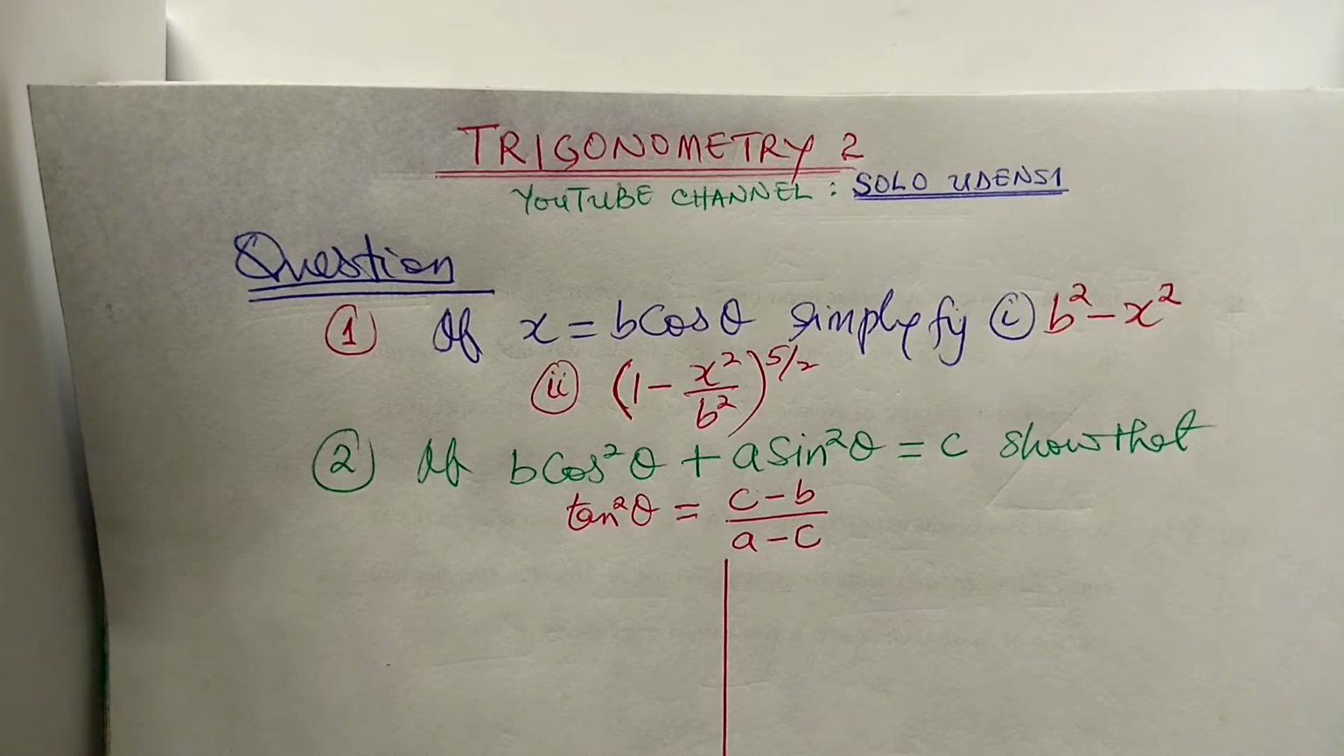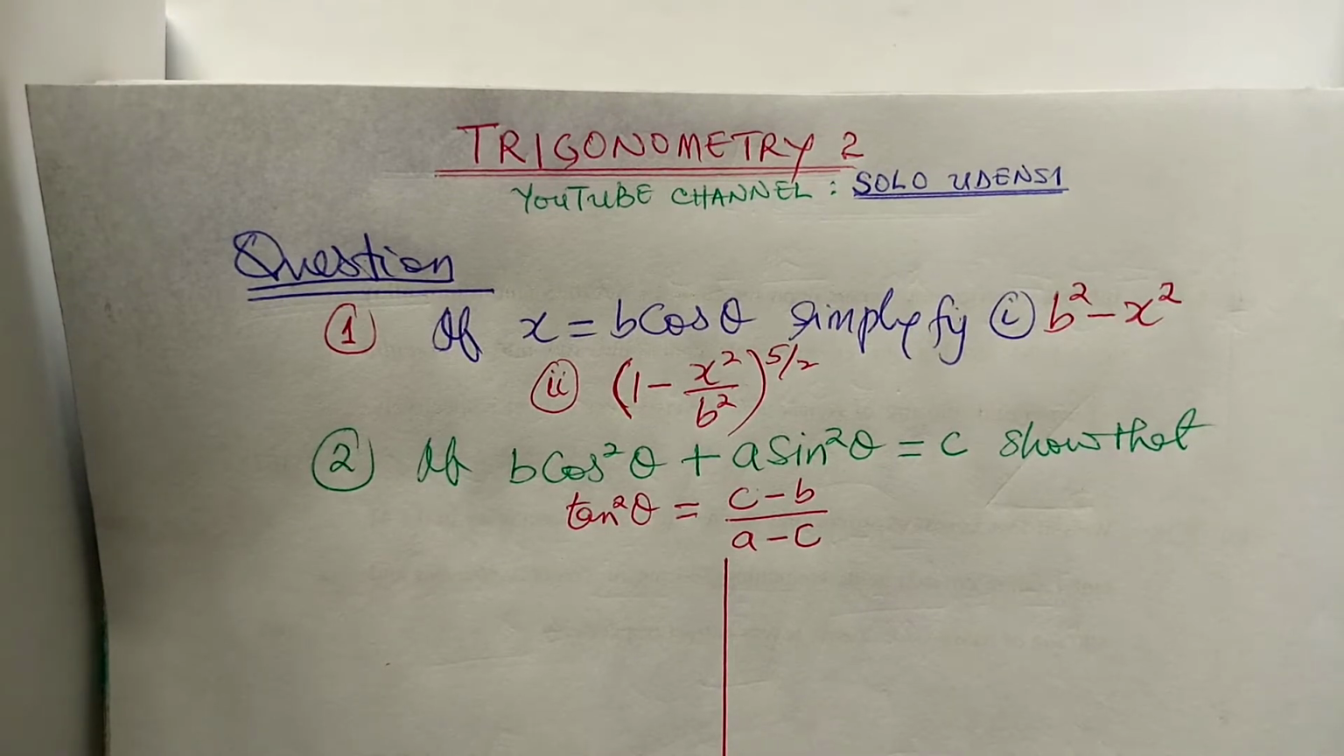So we are going to solve the two equations. Number 1: if x is equal to b cos theta, simplify (1) b squared minus x squared, (2) (1 minus x squared over b squared) all raised to power 5 over 2. And number 2: if b cos squared theta plus a sin squared theta is equal to c, show that tan squared theta is equal to c minus b over a minus c.